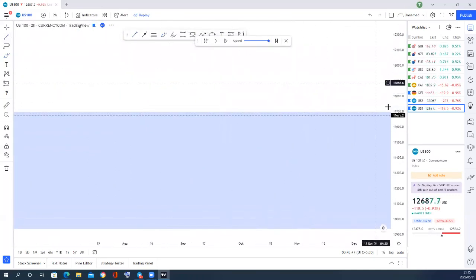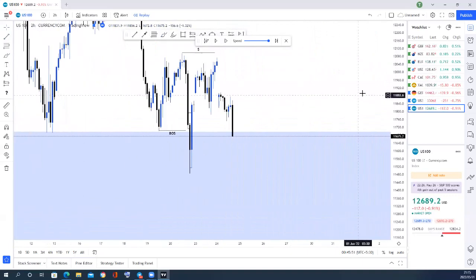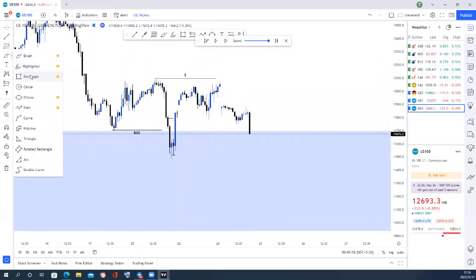Okay, I don't know where my chart is. Okay, it's here. So now let's continue with our analysis. So technically we're expecting it to come and respect okay, this POI here.